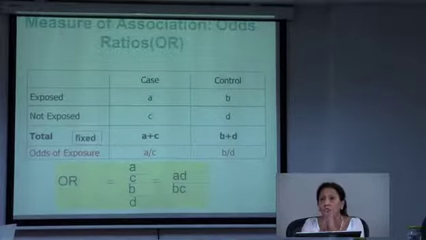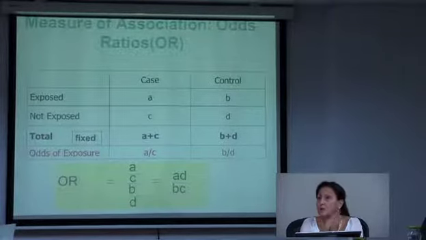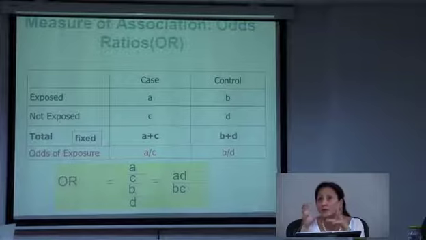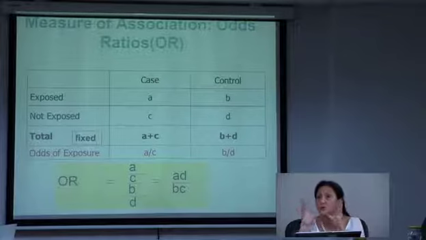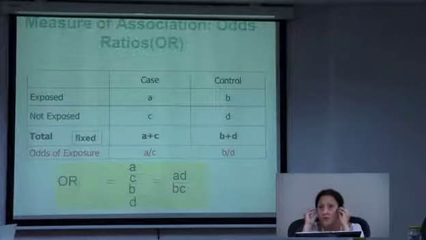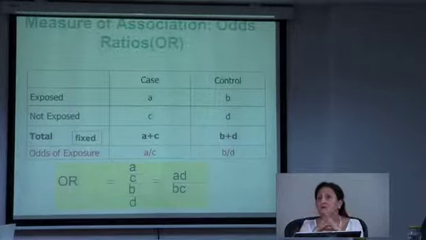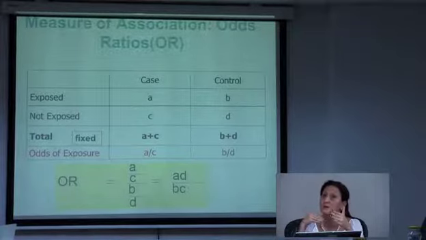Usually the cases are fixed, especially when we take them from hospitals. So it's not a registry, it's not population based. So I know that I have 100 cases, which are the A and the C. And then I choose the controls, which are B and D. So you have to think about these totals as fixed totals, and what varies is the exposure.